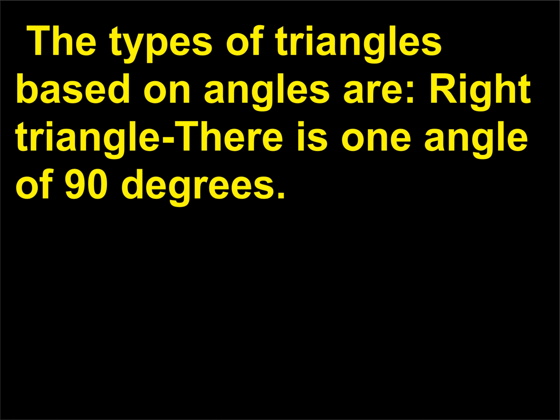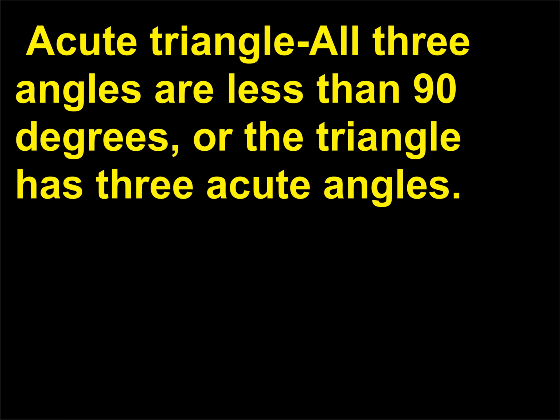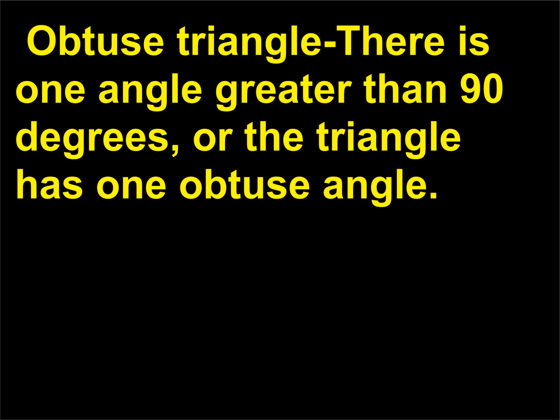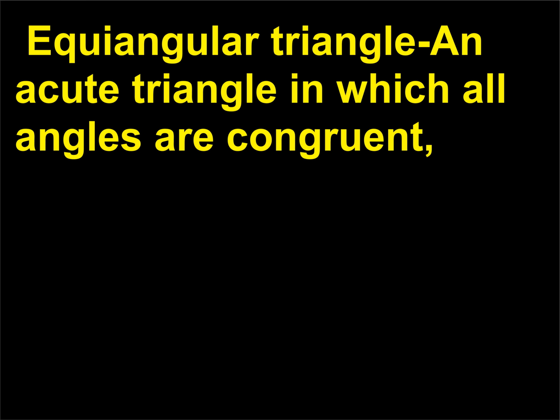The types of triangles based on angles are: Right triangle, there is one angle of 90 degrees. Acute triangle, all three angles are less than 90 degrees, or the triangle has three acute angles. Obtuse triangle, there is one angle greater than 90 degrees, or the triangle has one obtuse angle. Equiangular triangle, an acute triangle in which all angles are congruent, or when all three angles are equal.